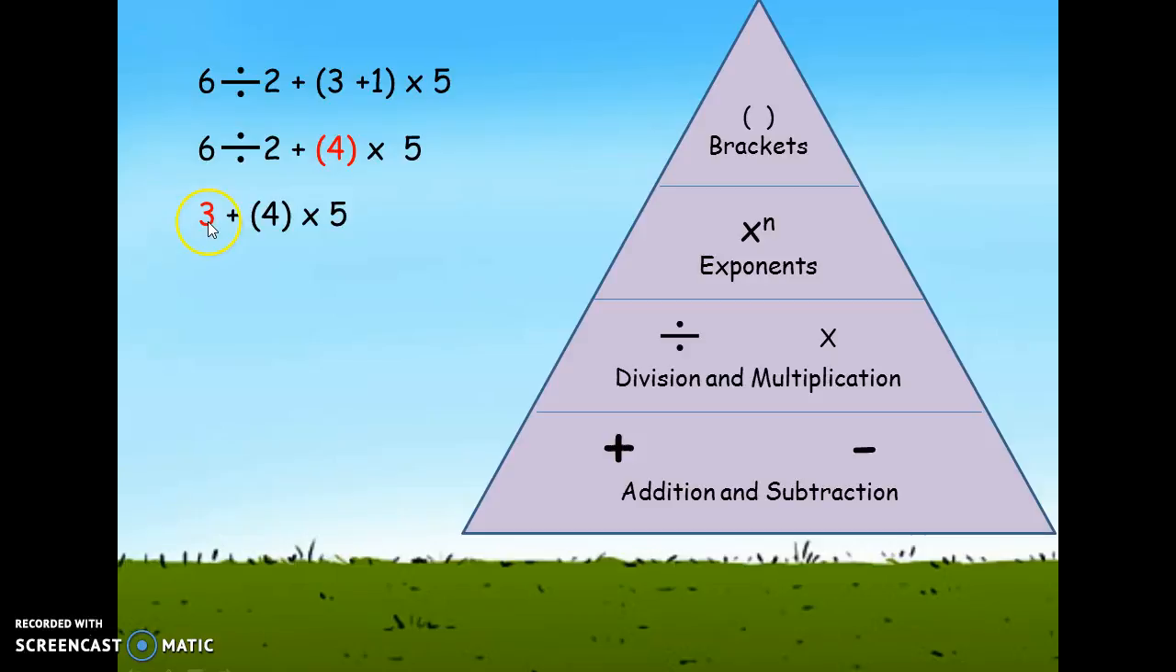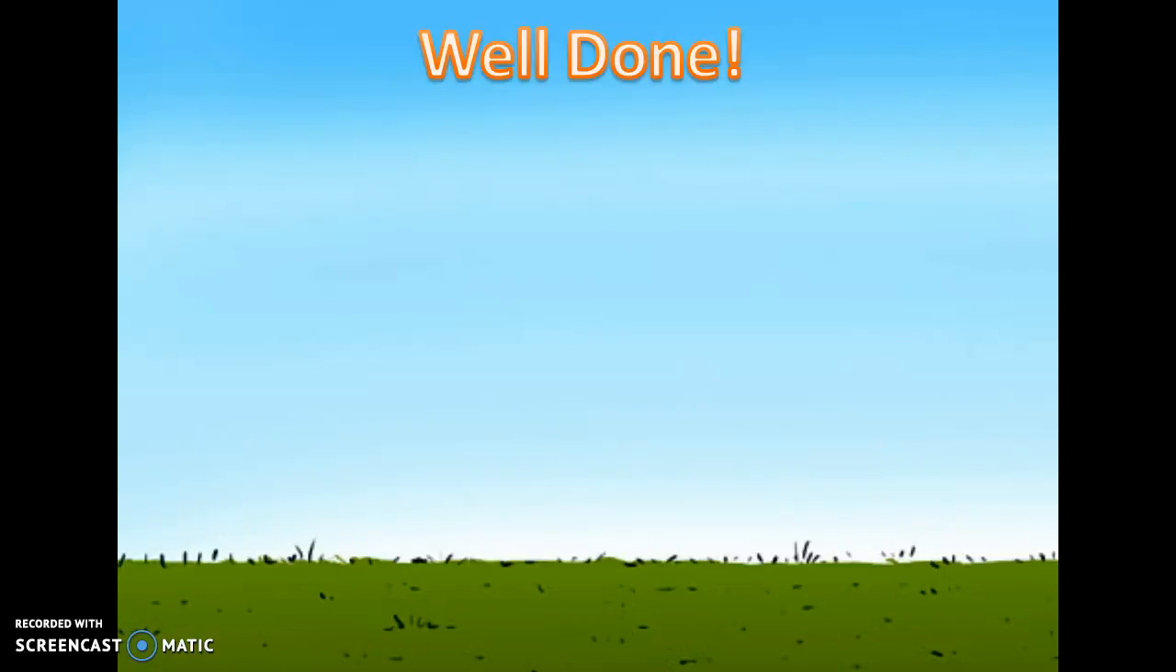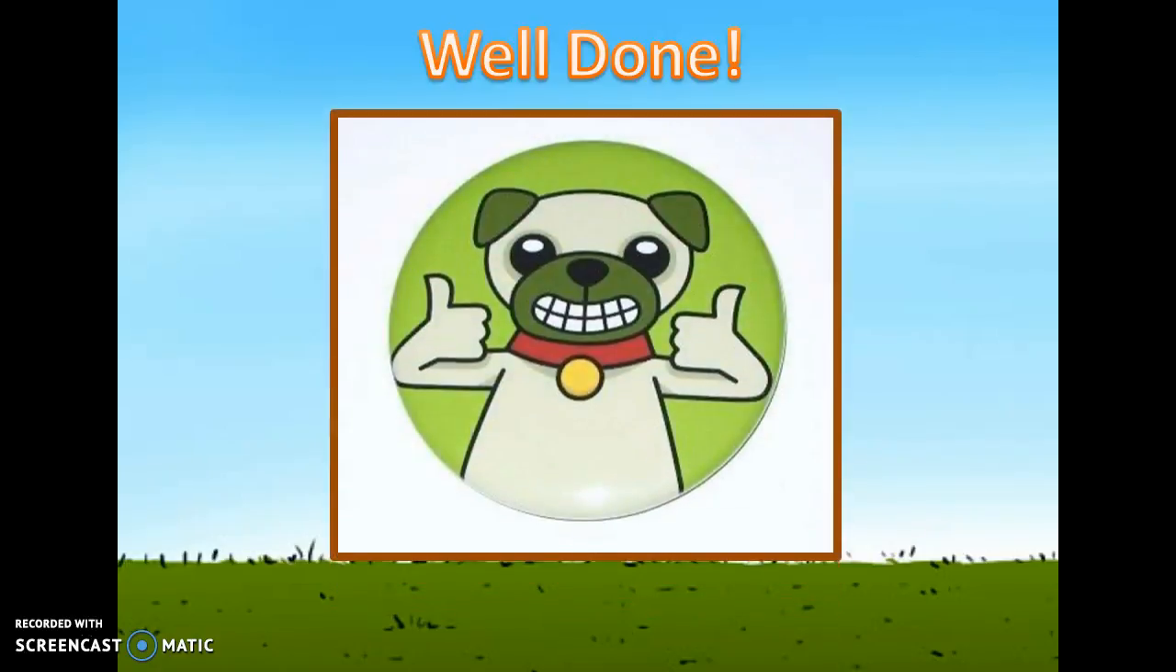What we have is 3 plus 4 times 5. Now, if we remember what we learned from Patty's example, our 4 should choose the 5 instead of the 3 because multiplication is higher than addition. Meaning we would have 3 plus 20 because 4 times 5 is 20. Now our final answer is 23 because 3 plus 20 is 23. Well done! And Patty thinks so too.